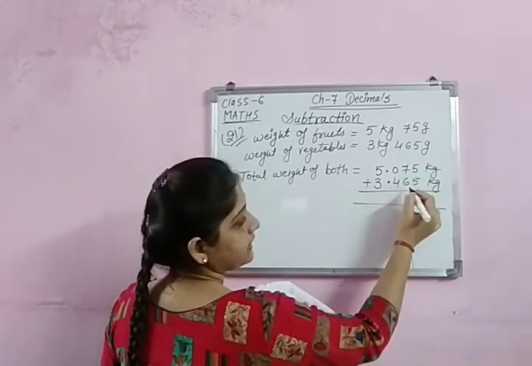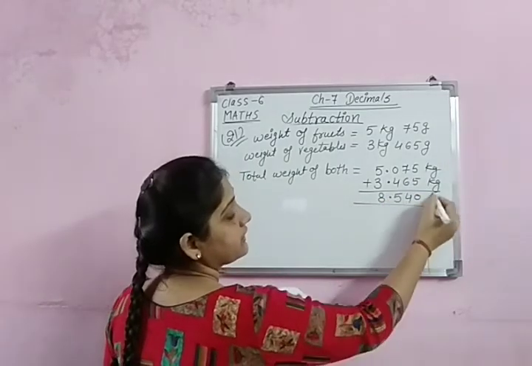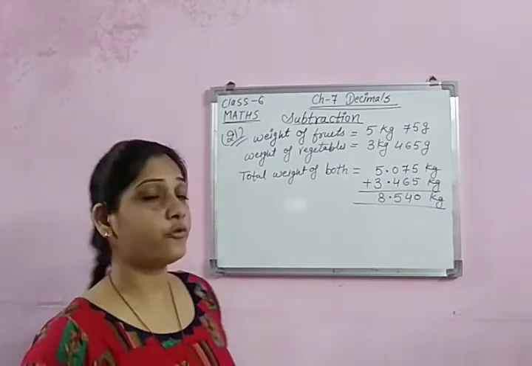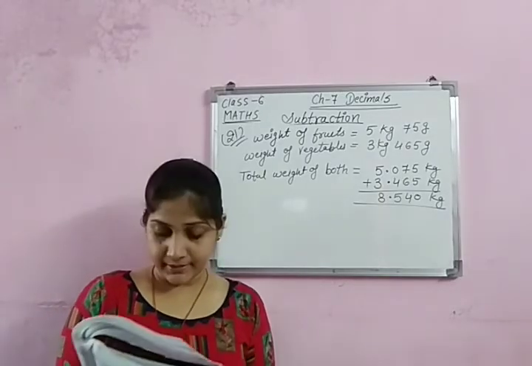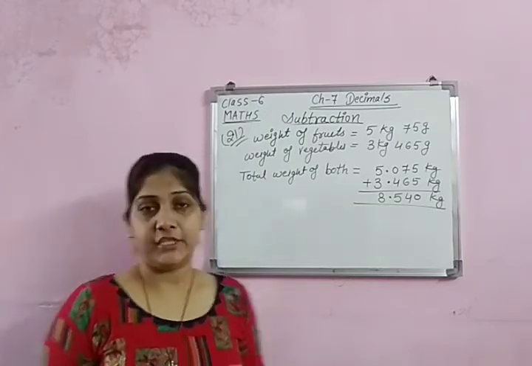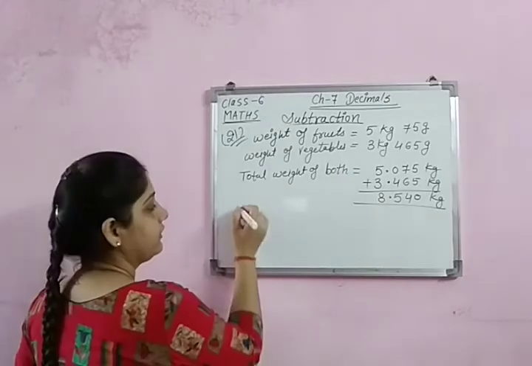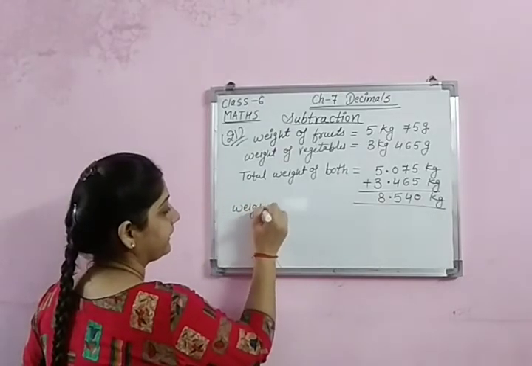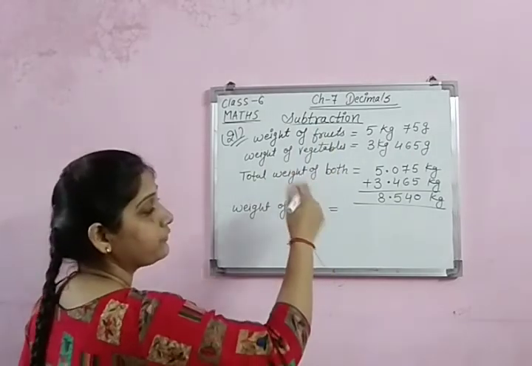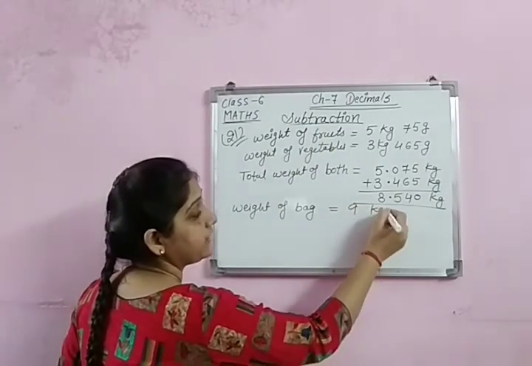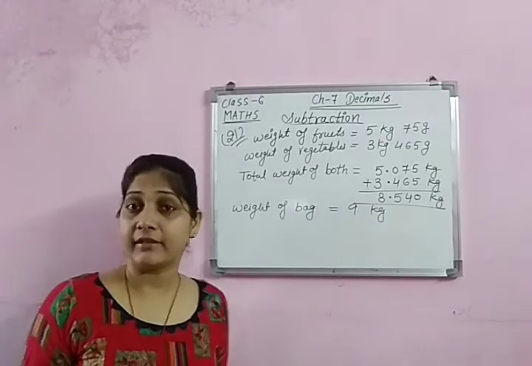5, 5, 10, 7, 6, 13 and 1, 14. 4 and 1, 5 and 5 plus 3, 8. This is the total weight of fruits and vegetables. And what is the total weight of bag given to us? 9 kg. After when we put all these vegetables and fruits in the bag. So weight of bag with content, it means with fruits and vegetable, it is given to be 9 kg. So I can write it as 9.000. Yes, we can write this.